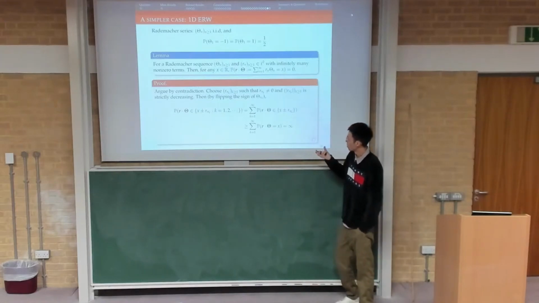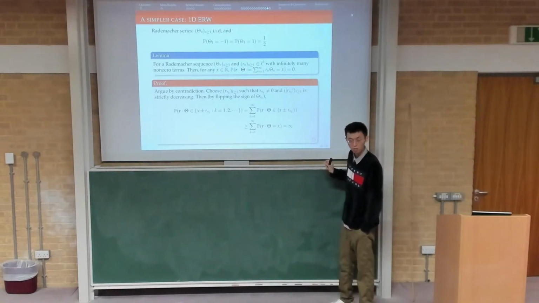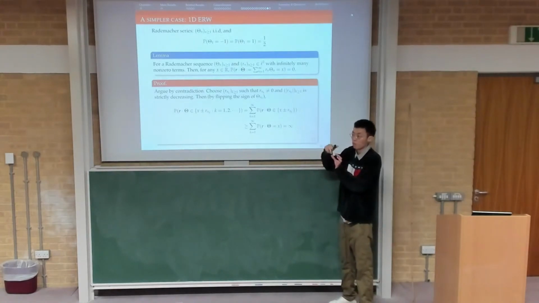Then because r is an L2 sequence, it converges to 0. Then we can find an infinite subsequence r_nk such that the absolute value of r_nk is strictly decreasing in k.